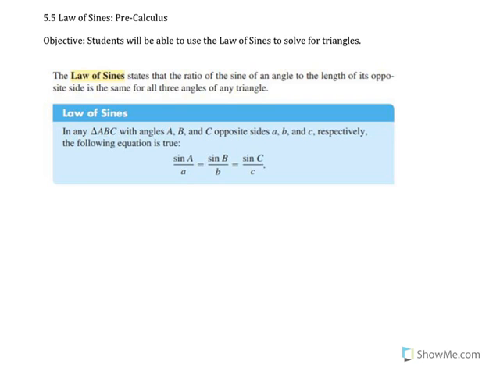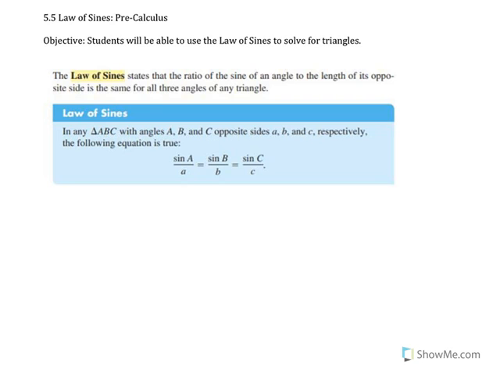Because you won't always. So the law of sines states that the ratio of the sine of an angle to the length of its opposite side is the same for all three angles. So what does this mean? You see down here, it says law of sines in the box. It says sine of angle A divided by A is equal to sine of angle B divided by B, equal to sine of angle C over C.